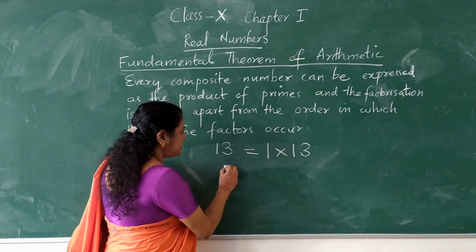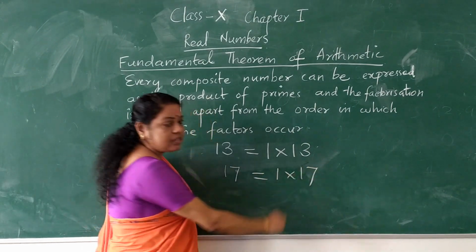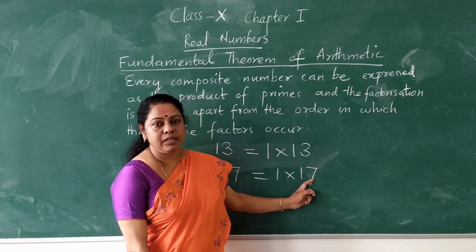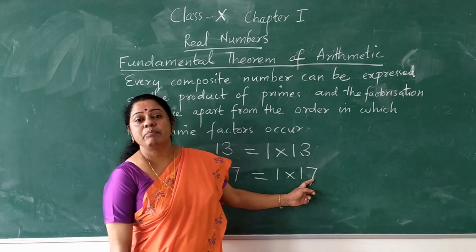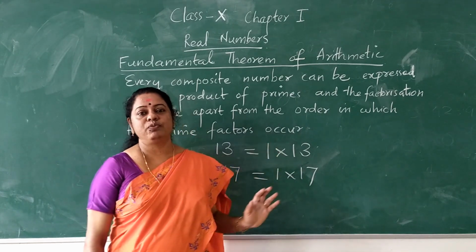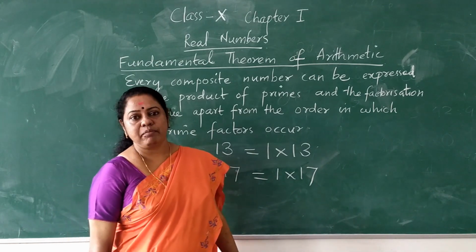Now another number, say 17. We can write 17 as 1 into 17. It has only 2 factors, 1 and that number. Okay. So 17 is also a prime number. So a number having exactly 2 factors, 1 and the number itself, is a prime number.